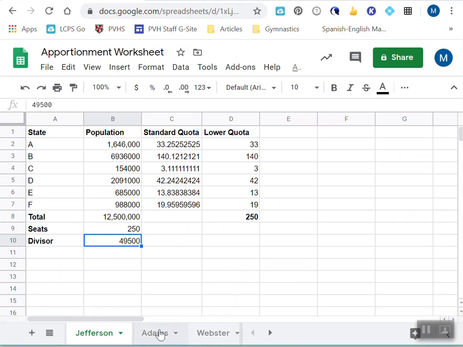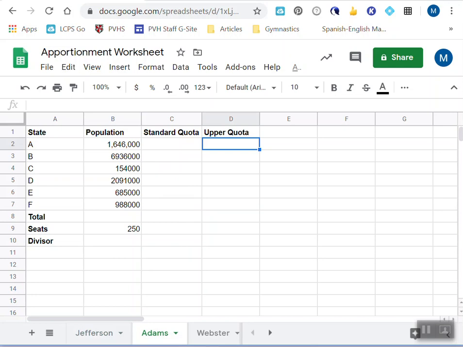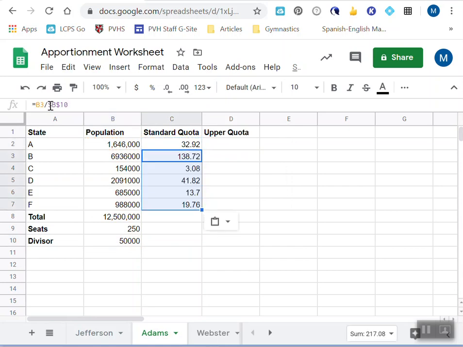I made a new tab for Adams method. I'm going to go ahead and start off the same way that I did for Jefferson. I need the total population, even though it's the same problem and I've already copied it onto our slide. I need to know the standard divisor. And I need to know the standard quota. All of this is exactly what we did for Jefferson's method.